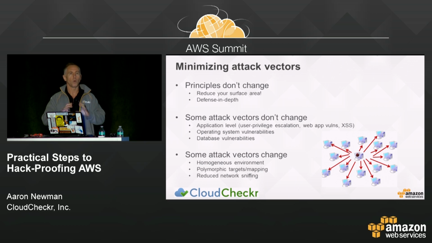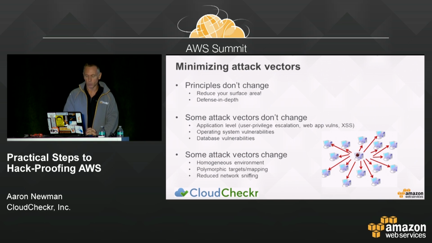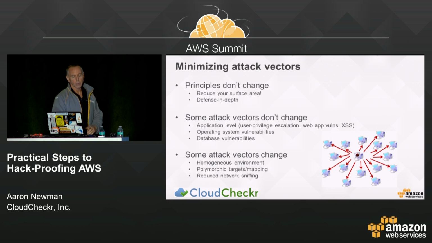If I just set up one throttle point and I say anything that goes through that I'm going to monitor, there's just too many avenues around it. So it's a good thing to do, but it definitely doesn't give you total security. So what are the other things that change?